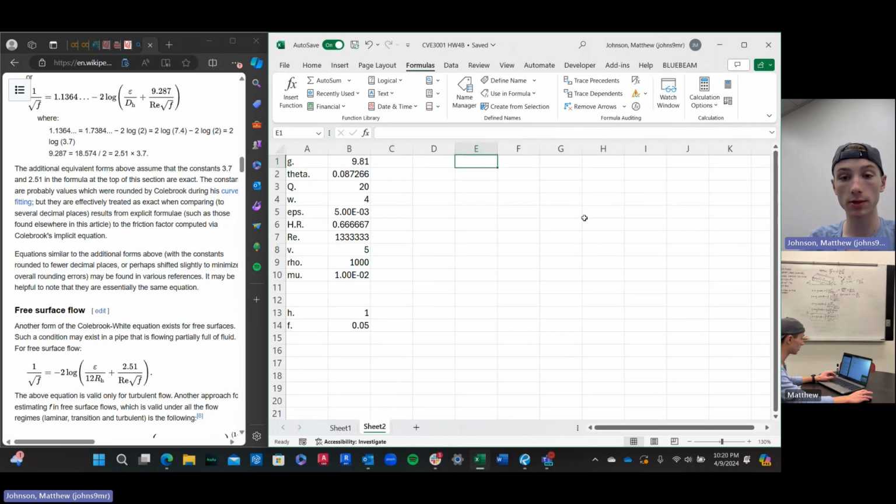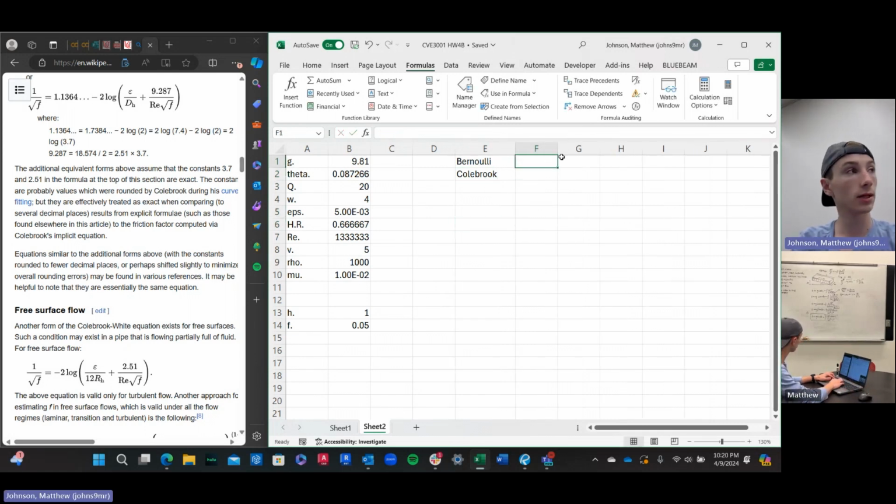Let's go ahead and type in our 2 equations. We have Bernoulli's equation, and then we have the Colebrook-White equation. The Bernoulli equation is the one we just solved for on the board. And remember, we're setting this equal to 0. So let's go ahead and type this in. This is a little bit meticulous, but I think we can get it.